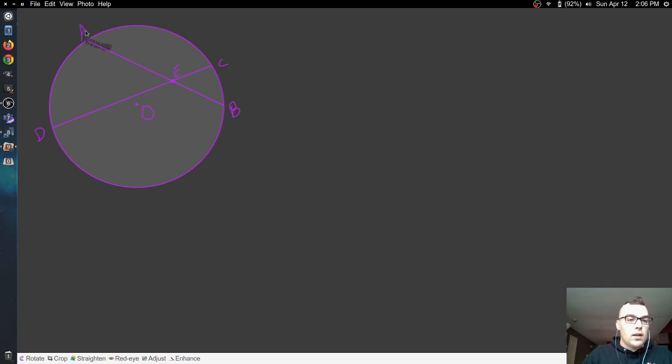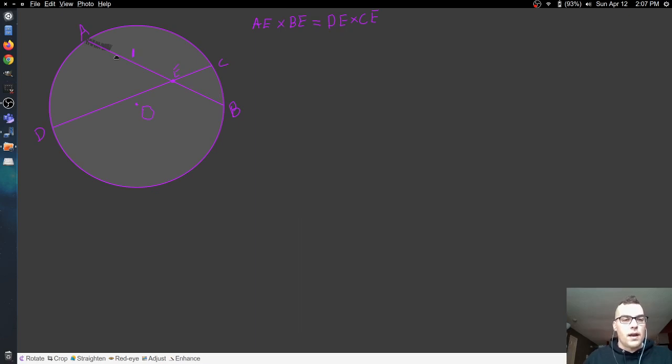You're going to see this one a lot. The rule whenever two chords intersect in a circle is that the product of the parts are equal. In other words, AE, this section here, times the other part of that same chord, BE, has to equal DE times CE.